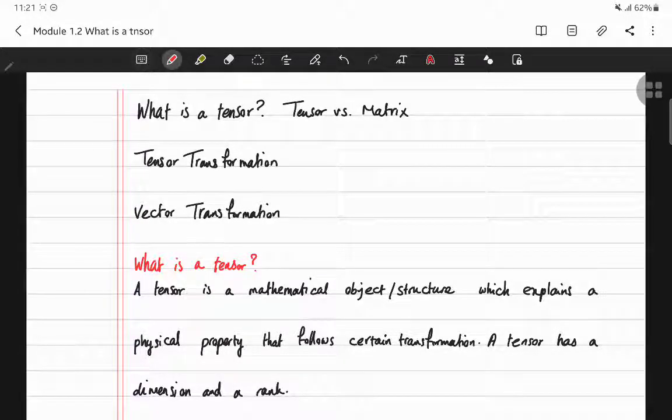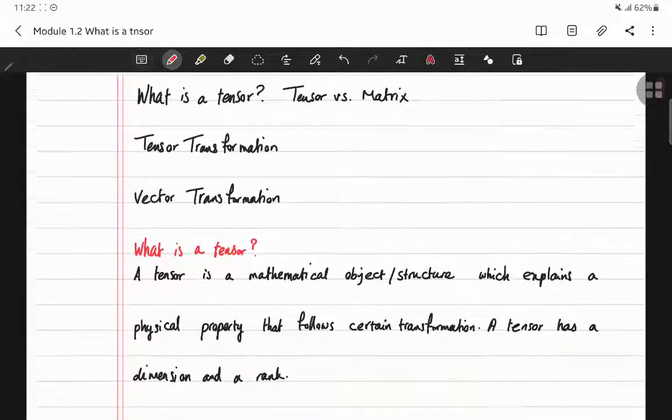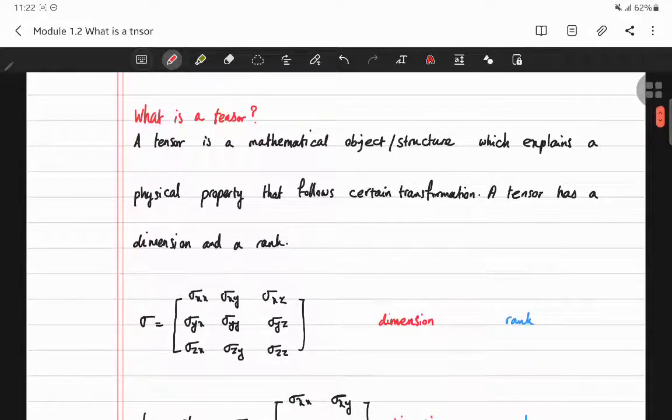Hello, everyone, and welcome to the second part of the first module on Introduction to Continuum Mechanics. In this video, we're going to discuss the concept of a tensor, and in the meanwhile, we explain the difference between a tensor and a matrix. Then we discuss the tensor and vector transformations. So let's get started by the question, what is a tensor?